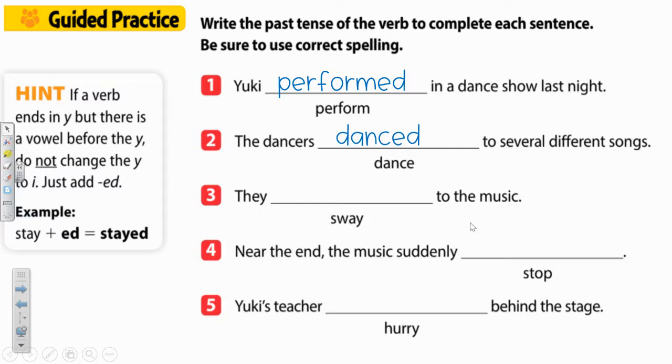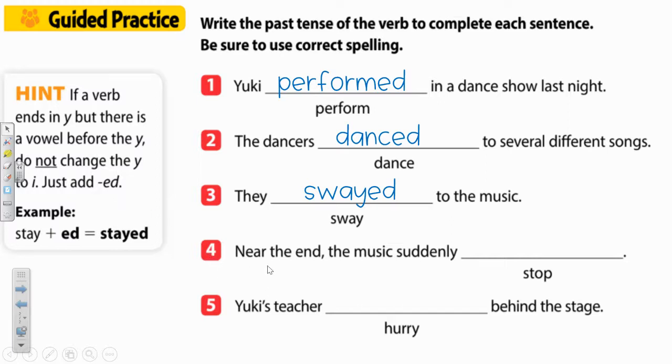Number 3, I think this one relates to the hint over here. They blank to the music. The verb this time is sway. But notice, this is a long a sound, sway. So check out the rule over here. Do we have to change the y to an i? No, we simply add ed. So they swayed to the music.